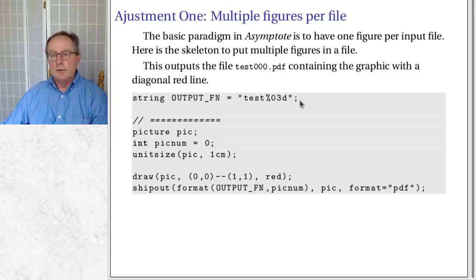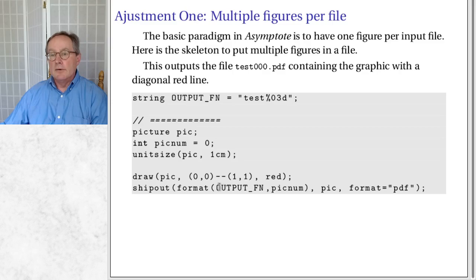So in case the letters are a little small for folks to see. Down here, I declare a picture, pic. I declare picnum to be 0, an integer. And the unit size for pic is 1 centimeter. That means that if you make a tick at 1, then it's a centimeter from the tick at 0. And then I draw in that picture a line that goes from (0,0) to (1,1), and I'm going to draw it in red. Okay. And then finally, I'll ship out that figure.